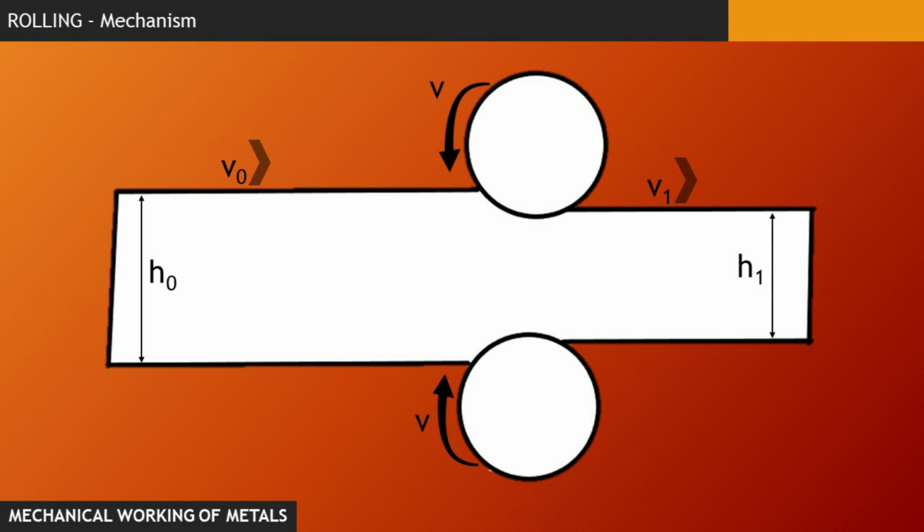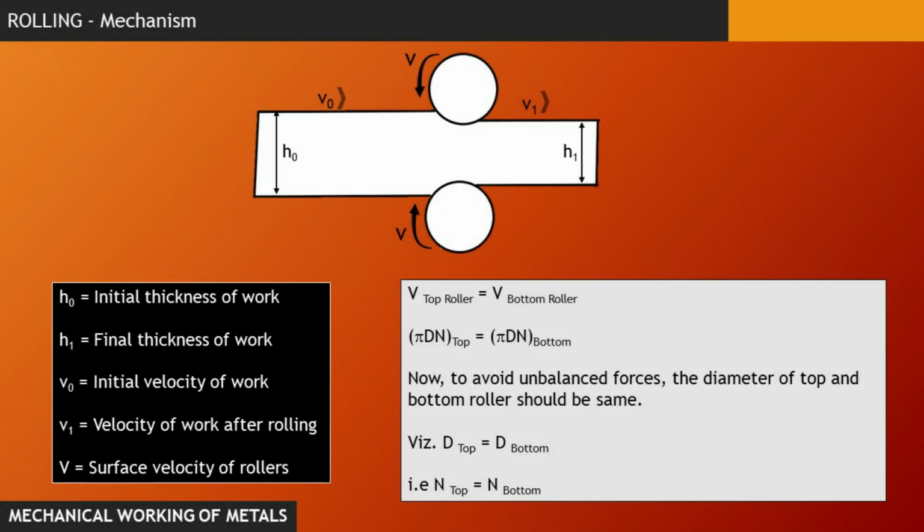Now, let's suppose H0 is the initial thickness of the work, H1 is the final thickness, V0 is the velocity of approach of the work, and V1 is the velocity of work after rolling, and V is the surface velocity of the rollers.